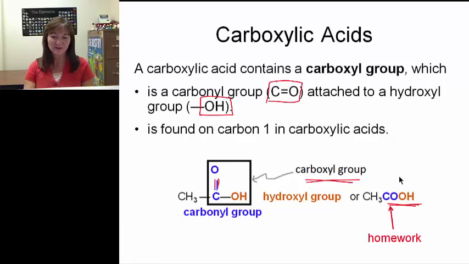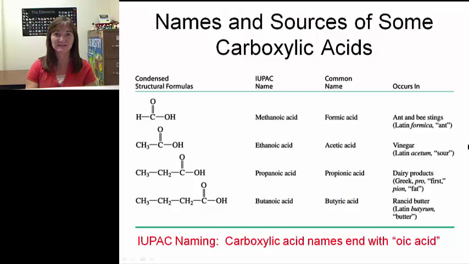So when you're doing your homework and the questions are asking you for the condensed structural formula, you're going to want to type in the carboxylic acids this way, where you do a carbon, oxygen, oxygen, hydrogen. So be able to recognize both of those as your carboxylic acids. So some names and sources of some carboxylic acids. I'm not going to ask you to name any carboxylic acid, but I do want to make you aware of the ending of carboxylic acids and kind of some of the system to naming it, because you might need to go from the name back to the formula to do some of your homework problems.